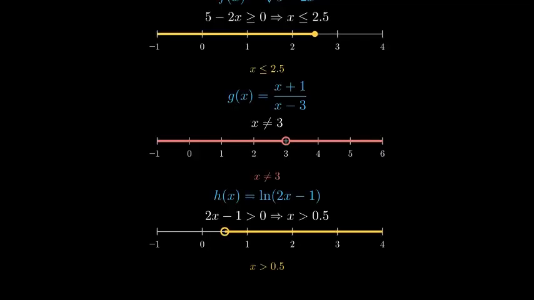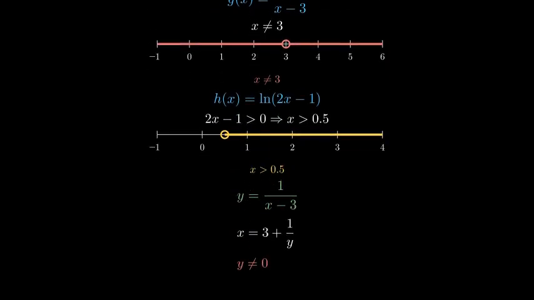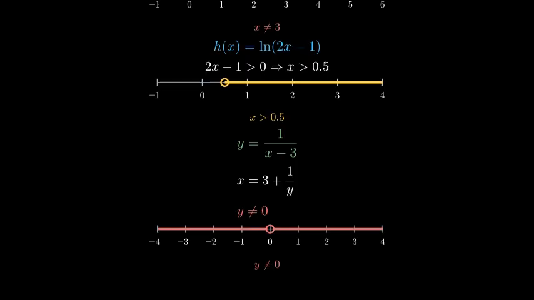Now let's discuss range. The range is about which y values the function can output. Consider y equals 1 over (x minus 3). If we solve for x, we get x equals 3 plus 1 over y. That only works when y is not 0. So the range is all real numbers except 0.